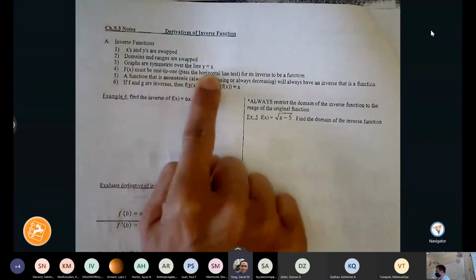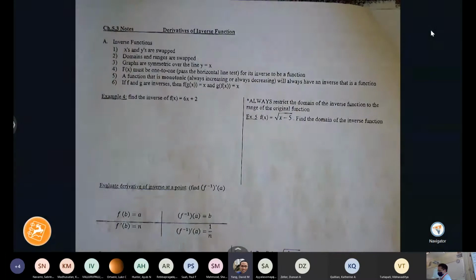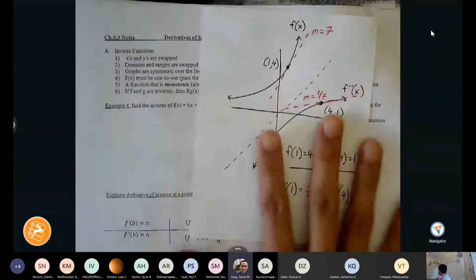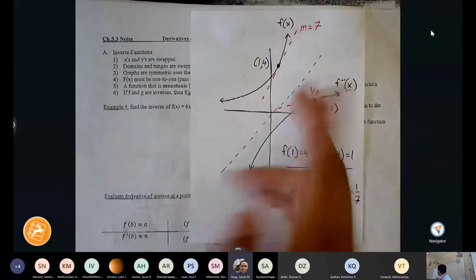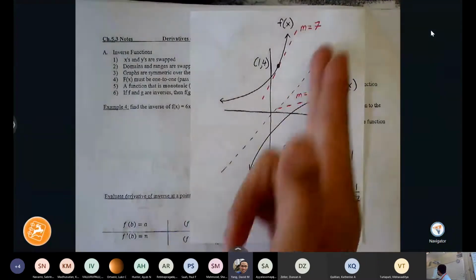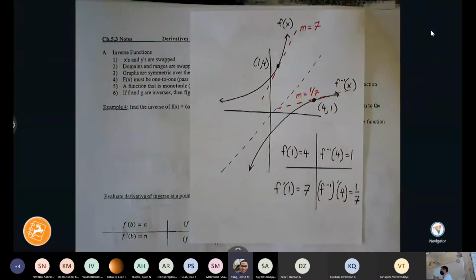Graphs are always going to be symmetric over the line y equals x. So don't draw this yet. We'll do this a little bit later. But something like this, where if you can visualize a graph being folded over the line y equals x, this diagonal line, then you know you have a function and its inverse. You're always going to be able to take a function and its inverse and fold it across that diagonal line and make it overlap each other.